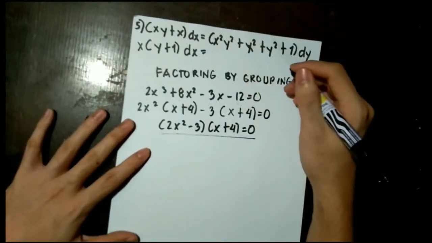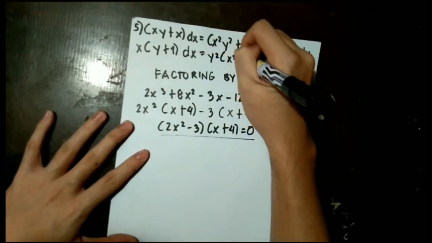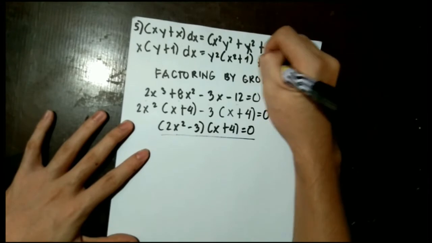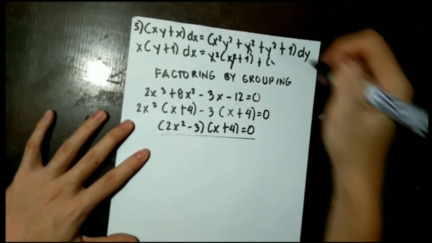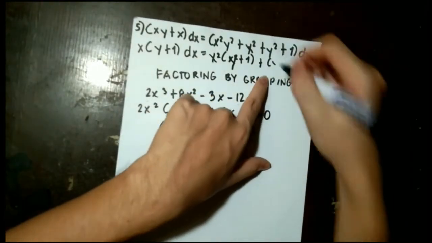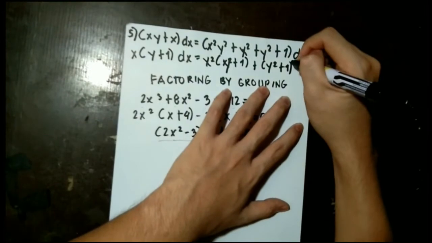So, continue lang natin to. Ilabas natin yung y squared. So, y squared, ang matitira na lang is x squared plus 1, at matitira is x squared dito. So, y squared plus 1. So, dito naman is y squared plus 1. So, may dy pa rin to.